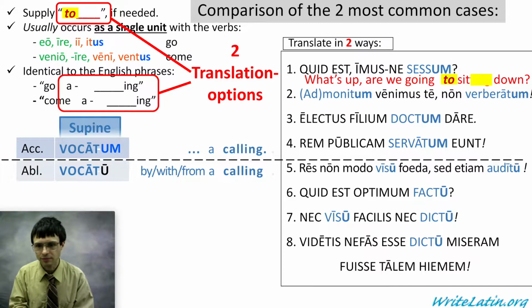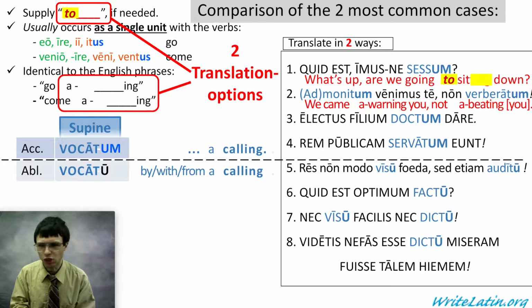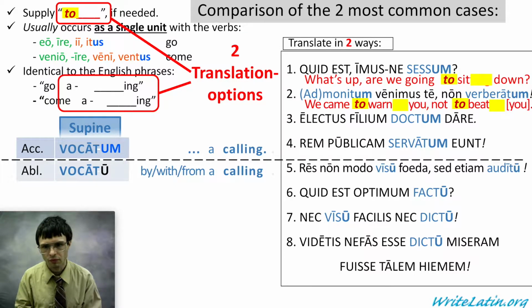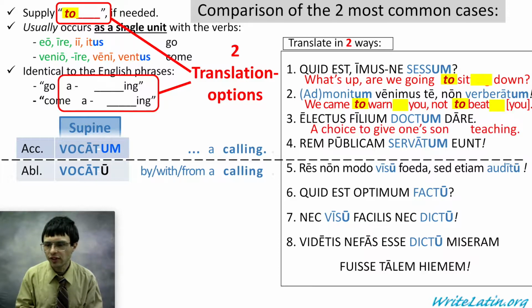And the answer? We came a-warning you, not a-beating you. And the other way to translate it? To warn you, not to beat you. All right, try numbers 3 and 4 together, and then start the video when you're ready to see the answers on those. Number 3, the answer: a choice to give one's son teaching, or a-teaching. Either one of those 2 would work.